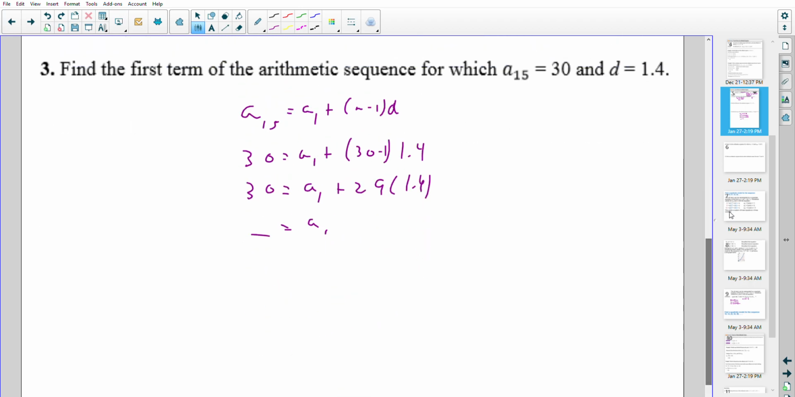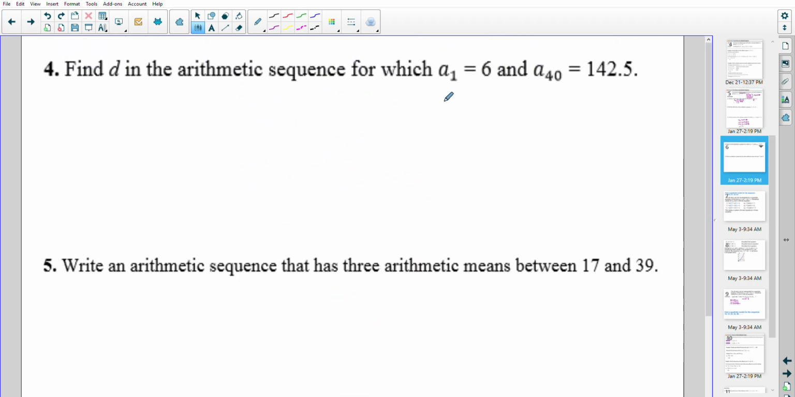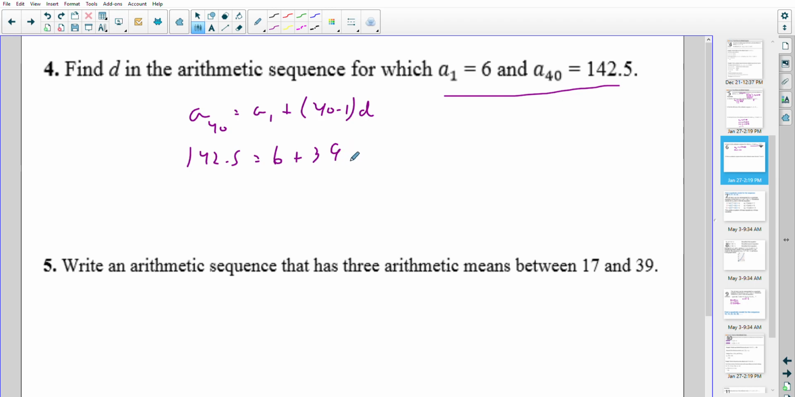Going to the next slide, the question next is, what is the common difference if you know that this is true? So I'm going to say the 40th term is equal to the first term plus n minus 1 times the common difference, d. So again, substituting in and solving, that's times d, and then you would just go ahead and solve for d. Subtract 6 from both sides, and then you would divide by 39.